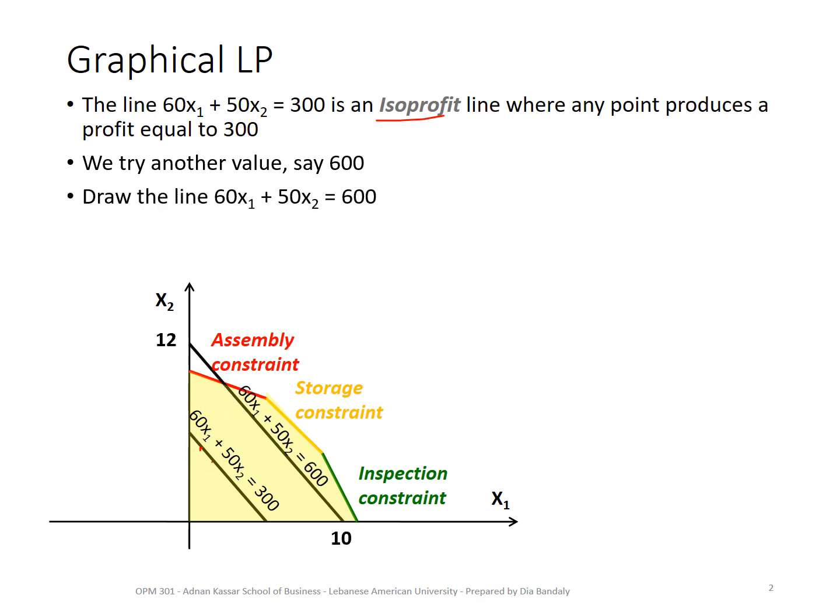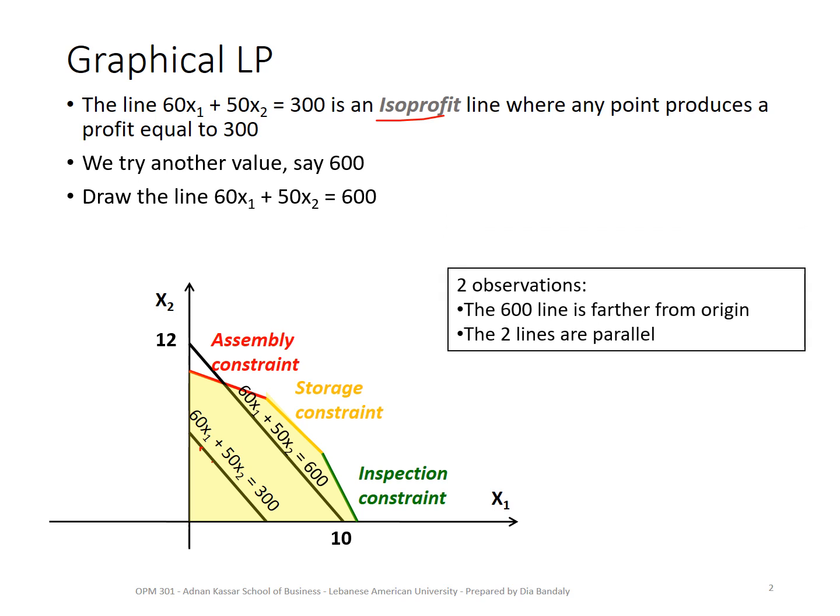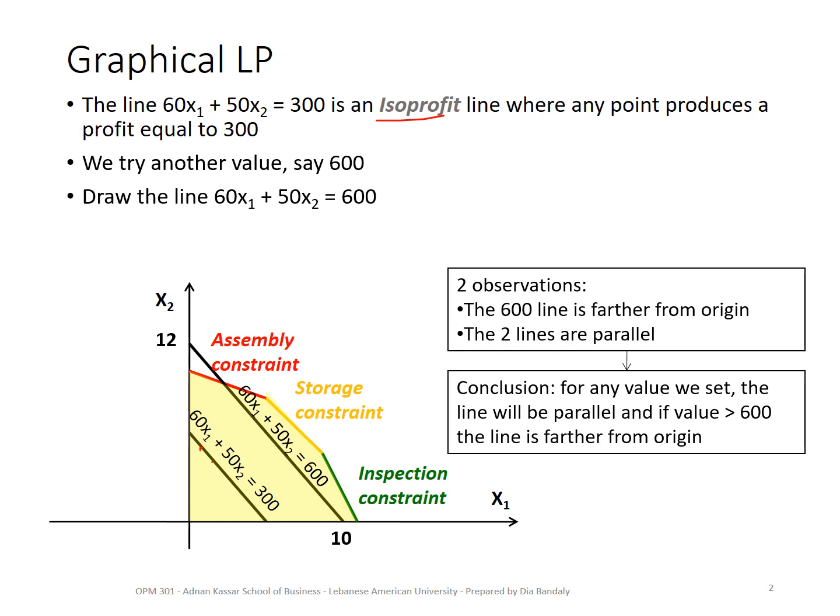We can see that. What's the observation? Now when you compare the two lines, the isoprofit line of 300 and 600, we can make two observations. The first one is that the 600, which is a higher value for the profit, is farther from the origin, right? And then you can see that the two lines are parallel. Now these two observations will be very crucial for me to find a graphical procedure to find the optimal solution.